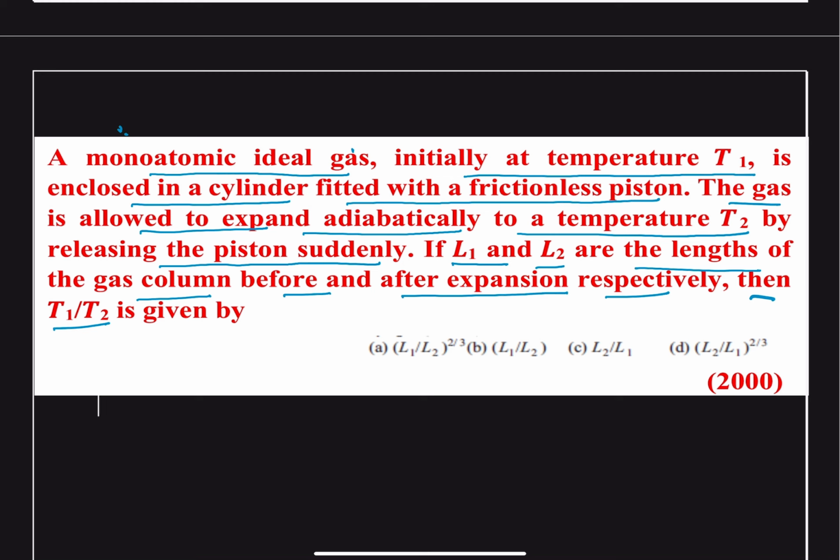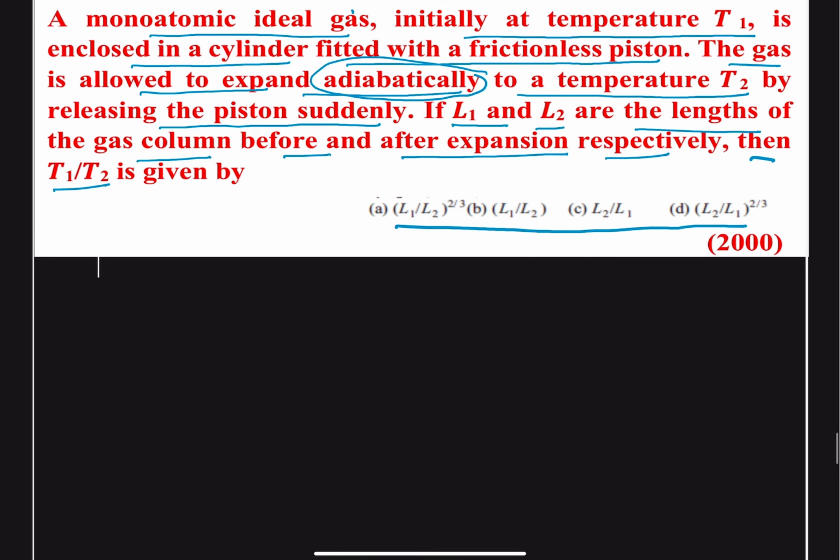So we have to find out the relationship between T1 and T2 and respective lengths of the gas columns before and after the expansion. And it is given that the gas expands adiabatically. So we are going to start from this only. We are going to use the expression for adiabatic expansion and then we are going to move forward.